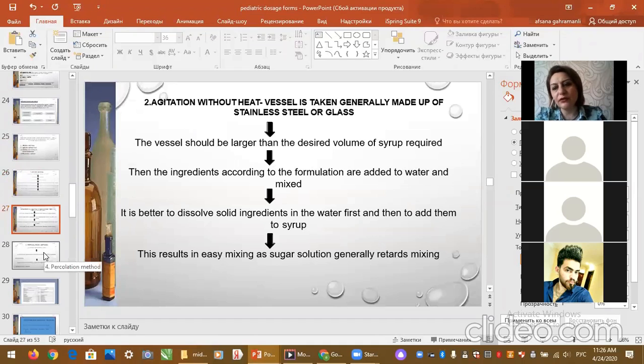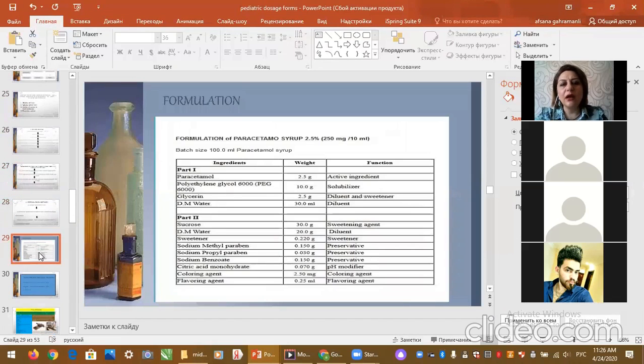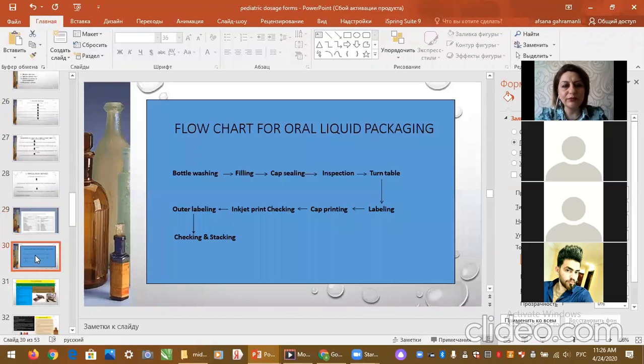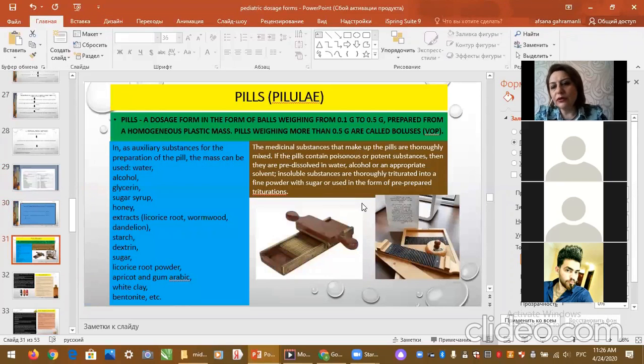I will send you this material, and I talk about these steps quickly because I want to stop at the preparation of our prescriptions. Percolation method and formulations for some syrups. Oral liquid packaging. Now I want to remind you about pills too.